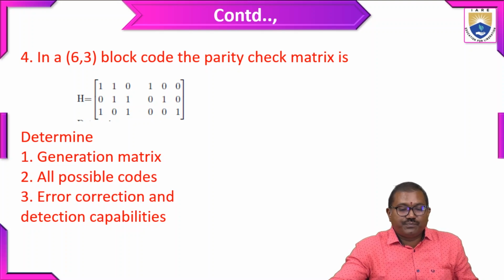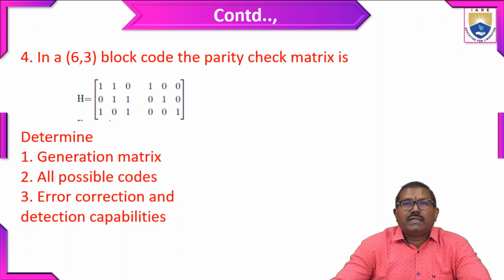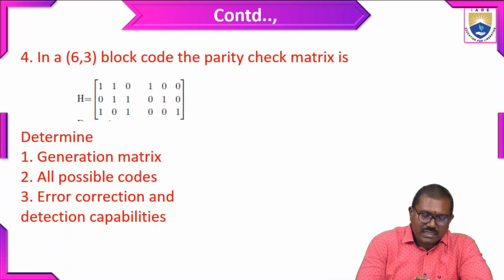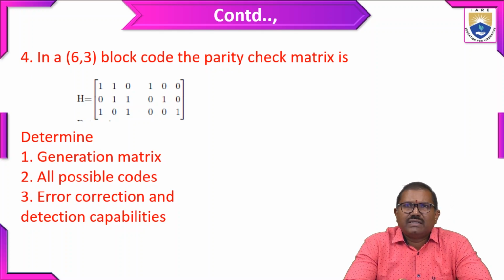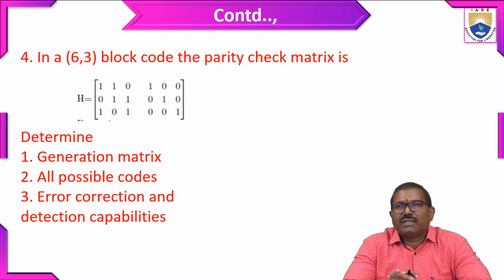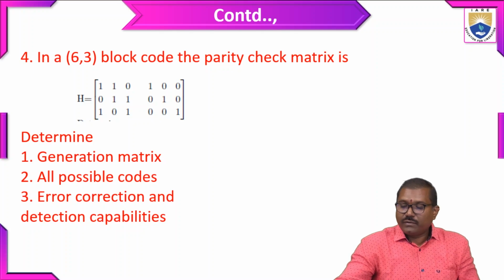And now, the fourth one. In a (6,3) block code, the parity check matrix H is given. Determine the generator matrix, all possible codes, and the error detection and correction capability. Okay, very good.